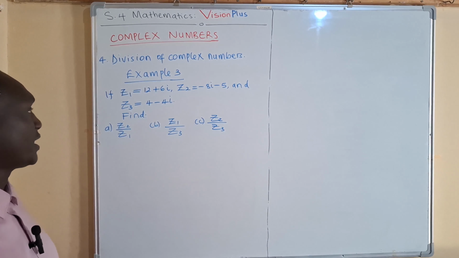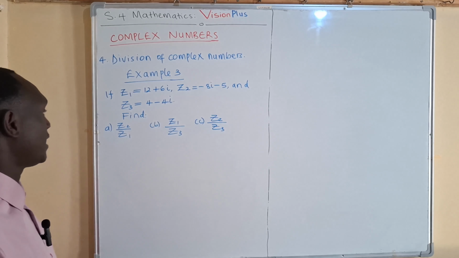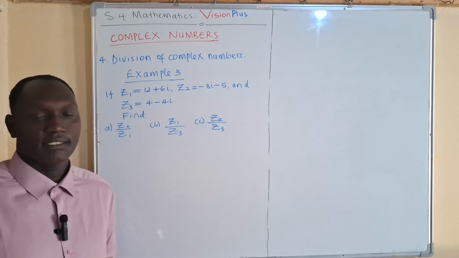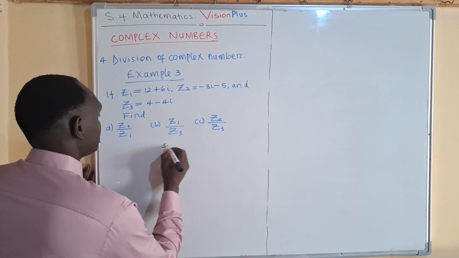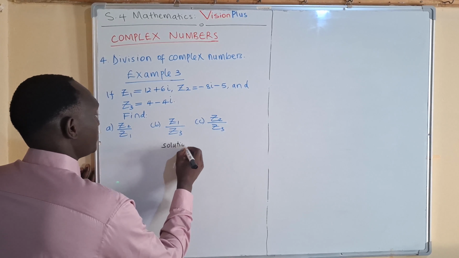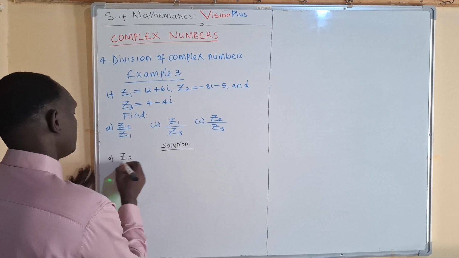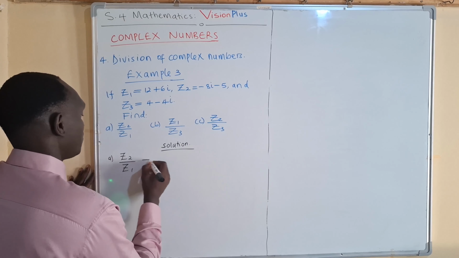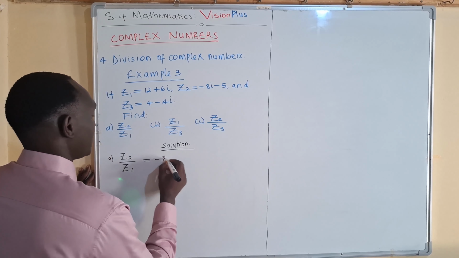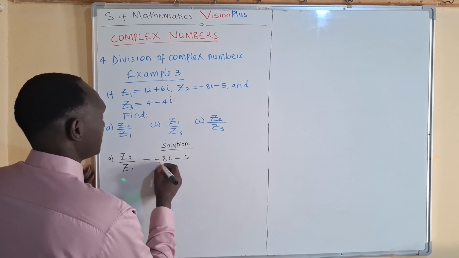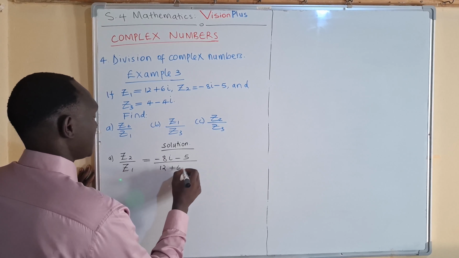Example 3 says that we are given three complex numbers Z1, Z2 and Z3 and they're asking us to find part A, Z2 divided by Z1. So the solution for part A, that is Z2 divided by Z1 equals, let's substitute what is Z2. Z2 is negative 8i minus 5 divided by Z1 which is 12 plus 6i.